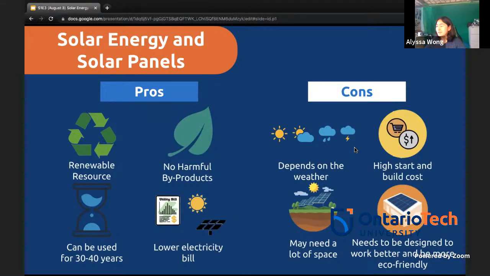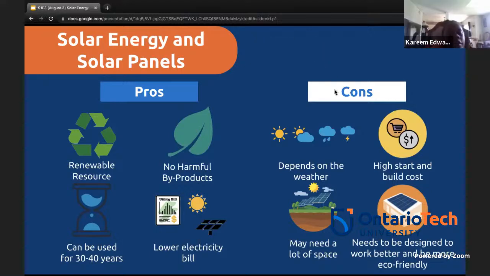Why would we use solar energy? What's so good about solar energy? What do you guys think? It's clean, for sure. It's definitely clean and renewable. Yep, exactly, it's renewable. Yes, Kareem, I think you have your hand up.